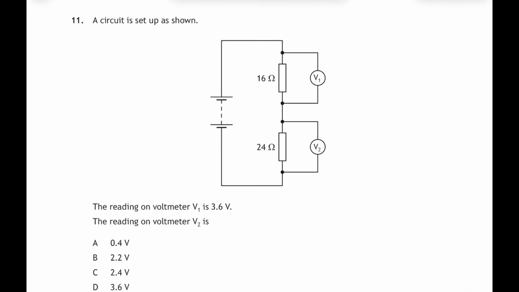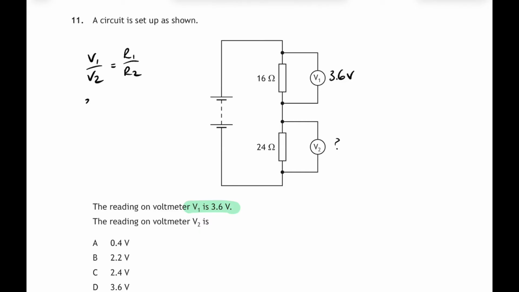A circuit is set up as shown, and the reading on voltmeter V1 is 3.6 volts. And we have to work out the reading on voltmeter V2. Now, this is a voltage divider circuit where the two resistors are sharing the supply voltage, and some of the voltage, in this case 3.6 volts, is across the top resistor, and some other voltage will be across the bottom resistor. And we've got a relationship we can use to work out what V2 is. And there it is, V1 over V2 is equal to R1 over R2. In other words, the ratio of the voltages is the same as the ratio of the resistors.